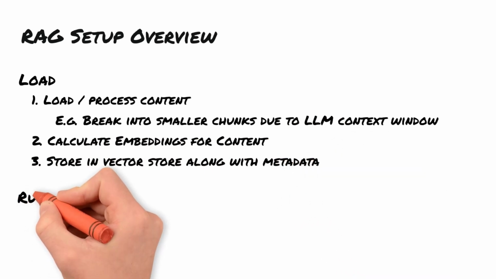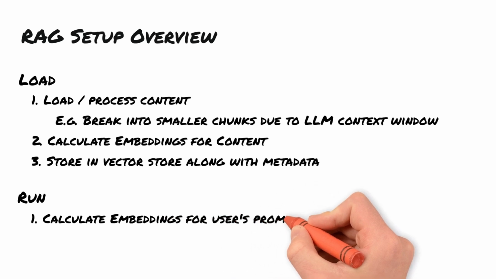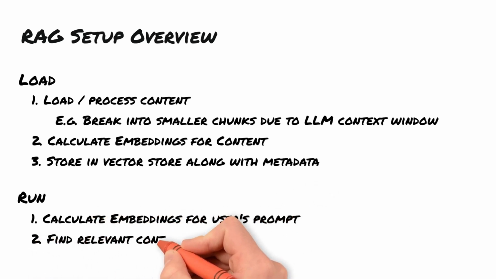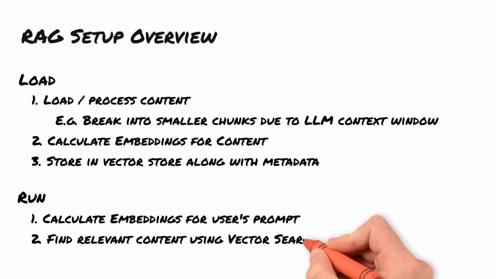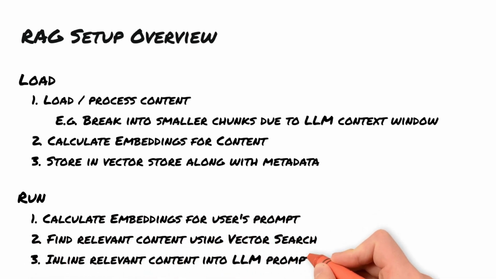When we're then running our app, we're going to calculate the embeddings for a user's prompt. We're then going to find relevant content in the vector store using vector search, and we're going to inline that relevant content into the LLM prompt call. And that's our high-level overview of how RAG works.